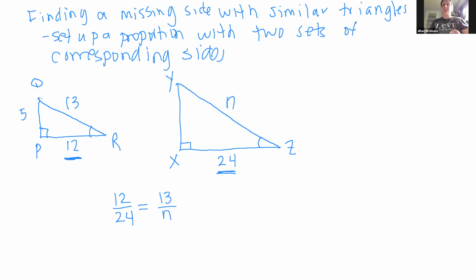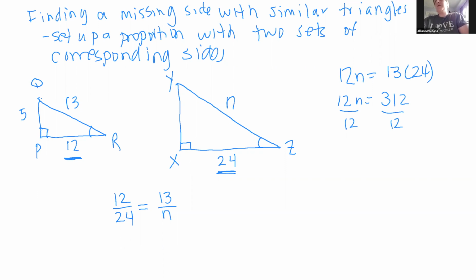Now I just have a regular proportion that I can solve. So I'm going to solve it over here on the right. I cross multiply and I get 12n equals 13 times 24. 13 times 24 is 312. And then I need to undo the multiplication of 12 and n, so I divide each side by 12. And 312 divided by 12 is 26. So that means this missing side, YZ, is 26. So basically, when you have two similar triangles, you can find missing sides of the triangle by setting up a pretty simple proportion.